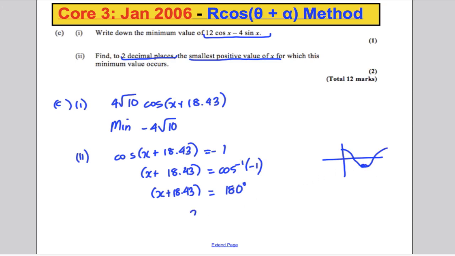There's no other places. So therefore x must be 180 subtract 18.43, and working that out, x is therefore equal to 161.57 to 2 dp, 161.57 degrees to 2 decimal places. And there we go, we have the answer.